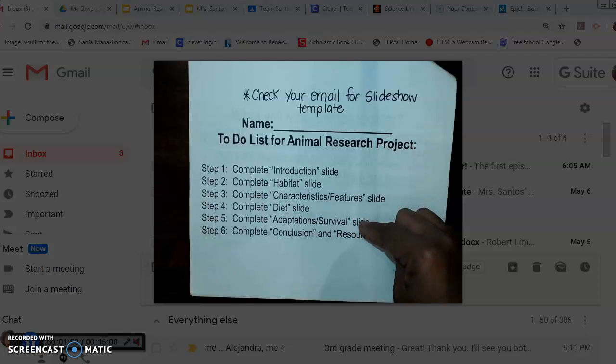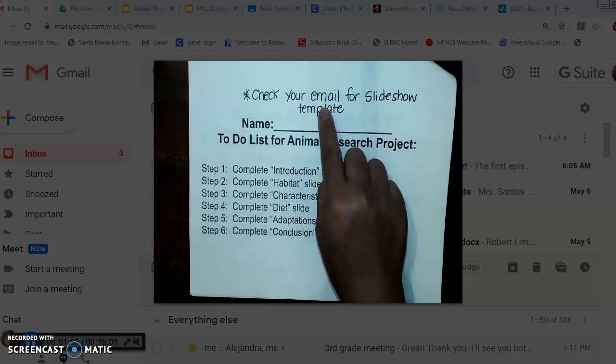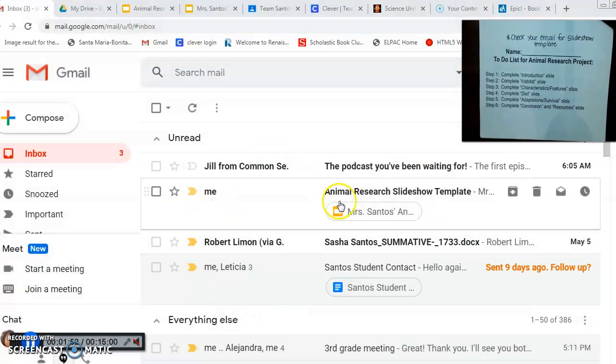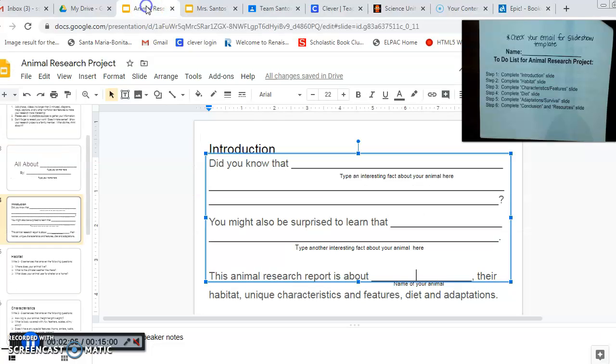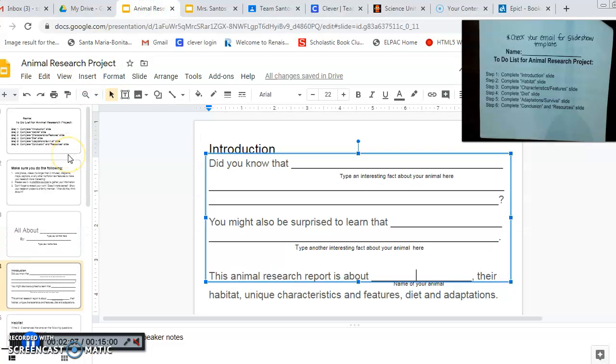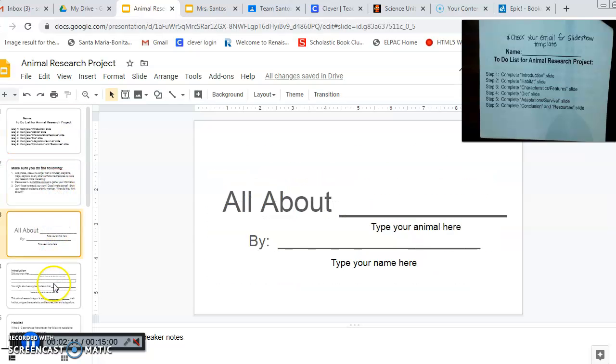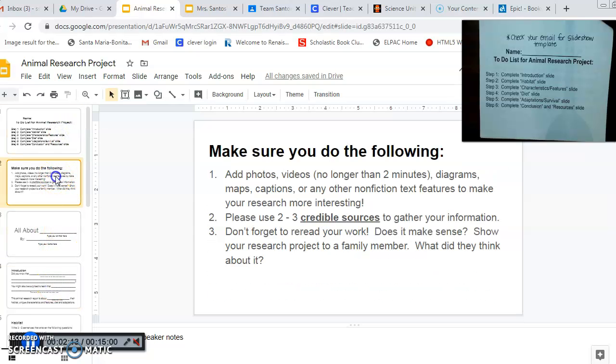All right? I sent this to you in your email in the form of a Google slideshow, and it looks like this when you get it. It says Animal Research Slideshow Template. Template just means you fill in the blank. I wrote some stuff down. Now you finish the rest. So there are 11 of these pages in the slideshow. We call these pages slides.